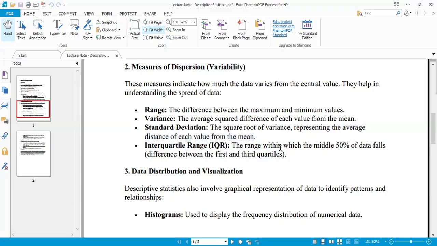Then we have the interquartile range. Can someone remind us what this is about? Anyway, it is the range within which the middle 50% of data falls. The interquartile range is the difference between the first and third quartiles. The first and the third quartiles.